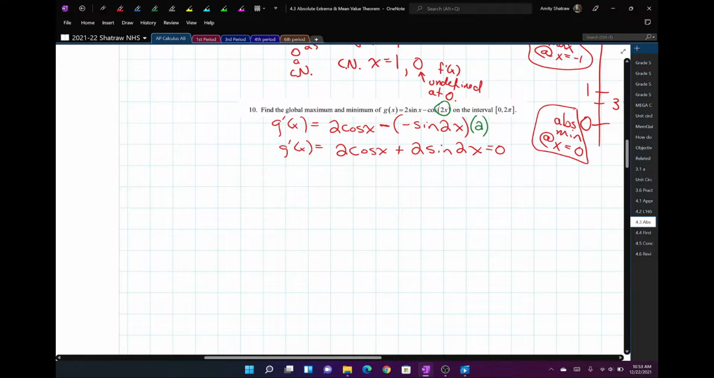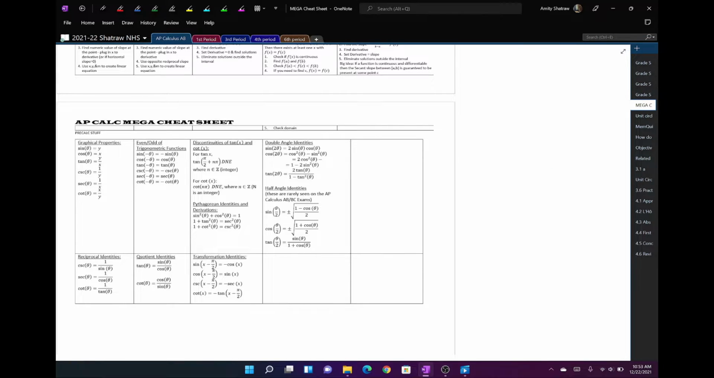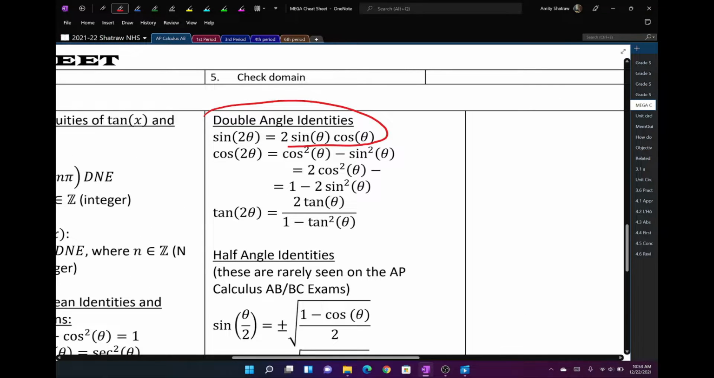What they have memorized is that the sine of 2x is, this is the double angle identity. I just put it onto our mega cheat sheet because so many of you are interested in these kinds of things. You're really trying to get that 5, and it's right there. It's the double angle identity. It's on the back side of the mega cheat sheet. Okay, double angle identity: 2 sine of theta, cosine of theta. We're multiplying all those things together.